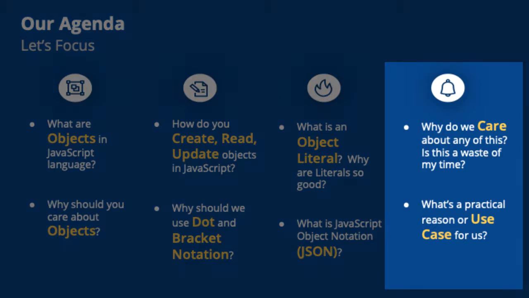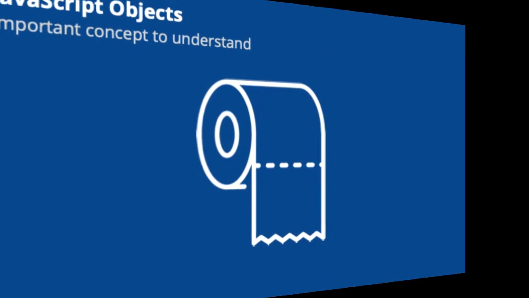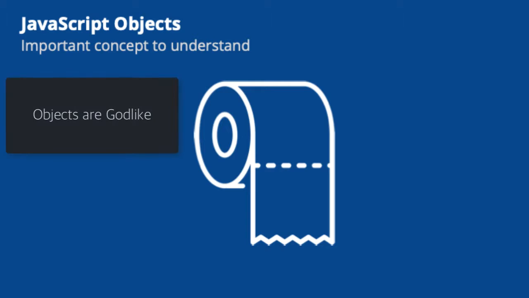Finally, why do we even care about any of this? Is this a waste of my time? Or can I start using this knowledge in my engineering career? Objects are godlike in JavaScript.